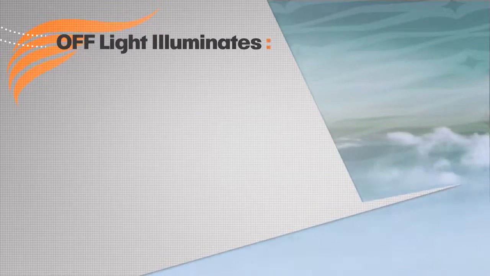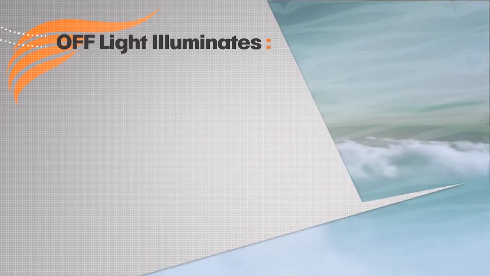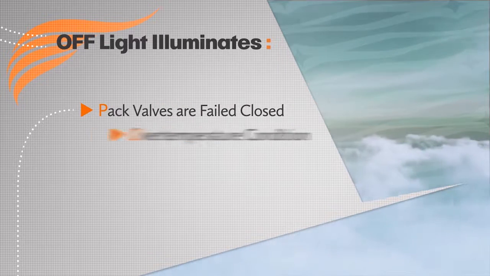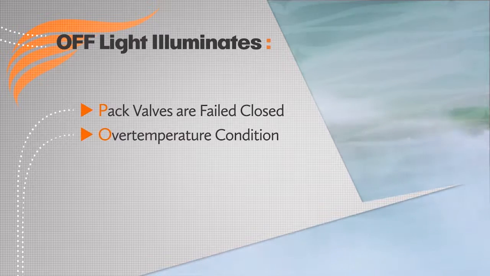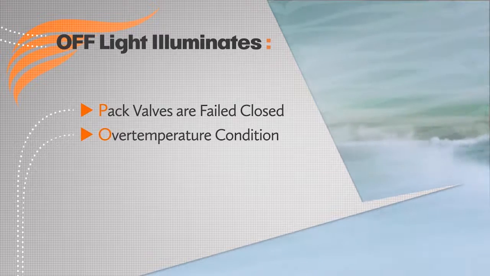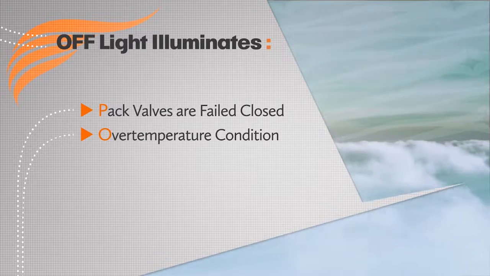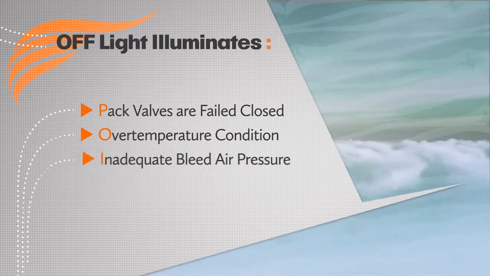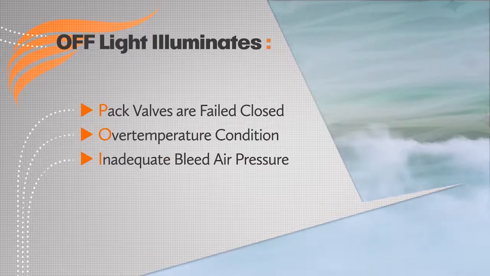Whenever the off light illuminates in amber, it's a signal of some form of fault in the related pack. This could be the pack valves are failed closed. An over-temperature condition may have occurred downstream of the compressor or the pack itself. Duct temperature transmitters aid in determining the air's temperature and relaying it to the computers that need the information. Bleed air pressure is inadequate to commence flowing through the airflow control system.